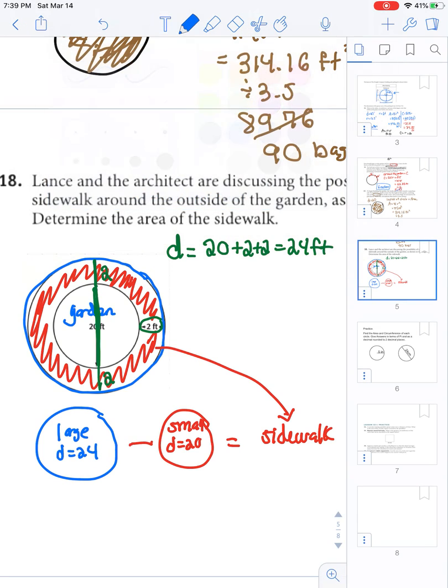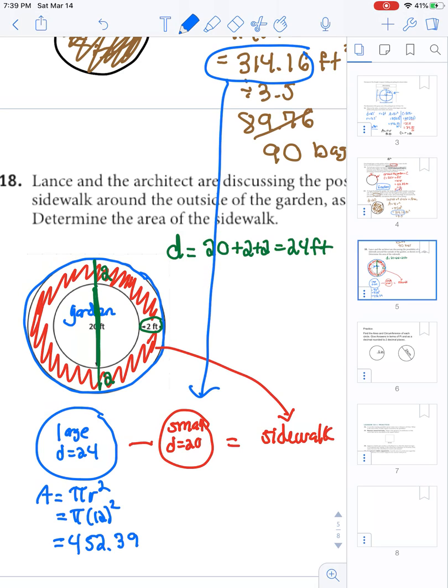So, area of the large garden. Area of the large garden is pi times radius squared. The radius is 12 since the diameter is 24. And if I do 12 squared times pi, I'll get an area of about 452.39. Now recall that up above, we had already found the area of the small garden, right up here. The area of the small garden was 314.16. So if we subtract the smaller garden, the sidewalk is about 138.23 square feet in area.